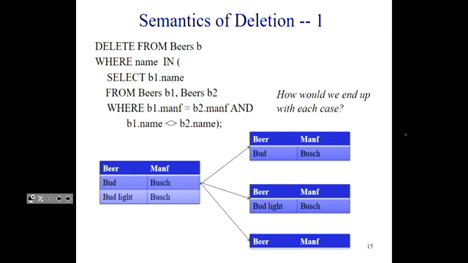Okay, so if it does it in this manner, which of these three options do you think we'll end up with? Last one, right? Because you will mark both Bud and Bud Light to be deleted, and then in the second phase you will delete both of them, right? So that's nice in some sense because it's a deterministic outcome. No matter what order you process stuff, it doesn't matter because the first phase is always going to mark out all of the tuples that are relevant for the query. The second phase is going to go ahead and delete them.